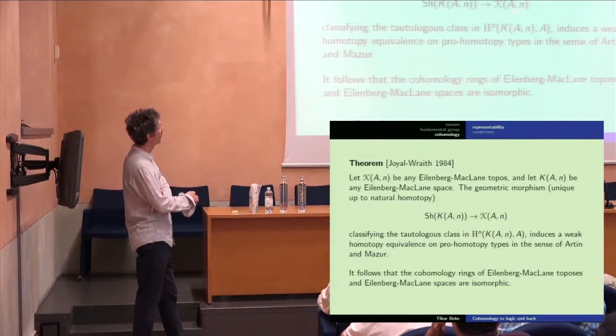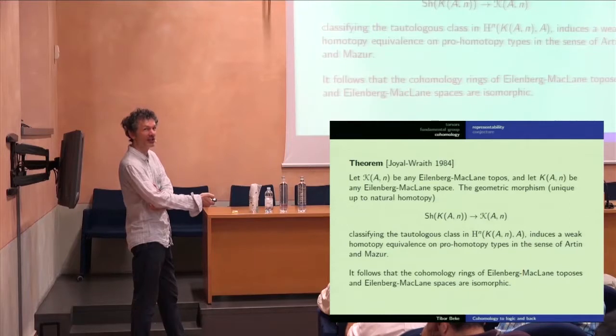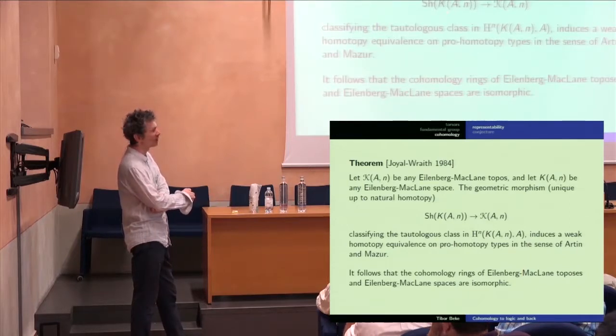So this is the apple. It's an Eilenberg-MacLane topos, constructed essentially out of logic, if you like, out of an algebraic recipe, but now it's a space. This is a very honest topological space. Cellular, CW complex, realization of a simplicial set. You take sheaves on it.